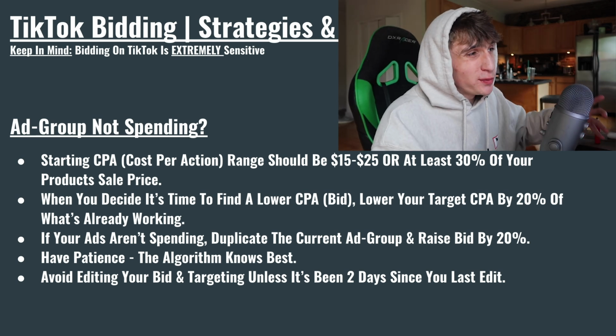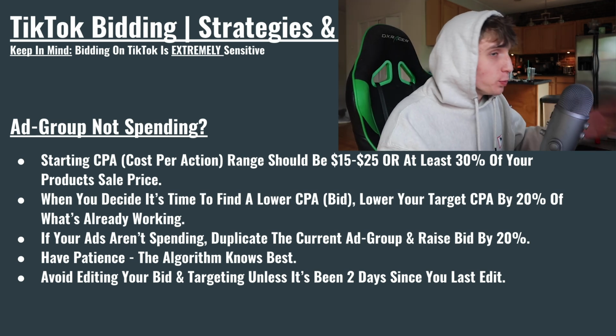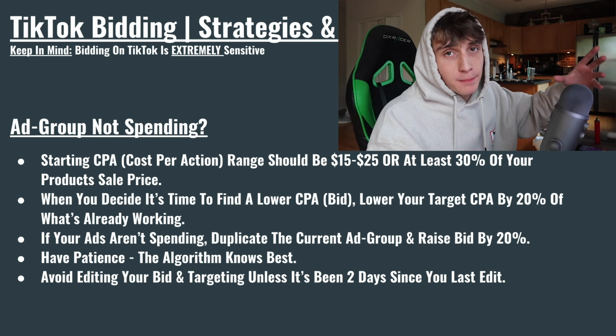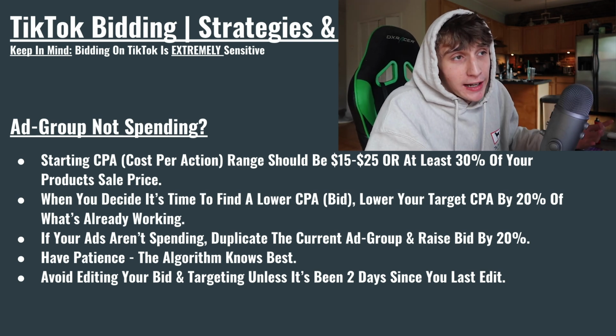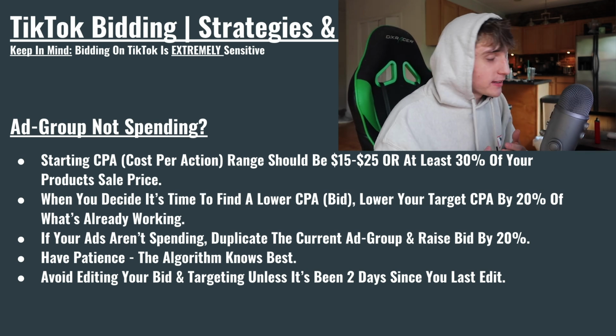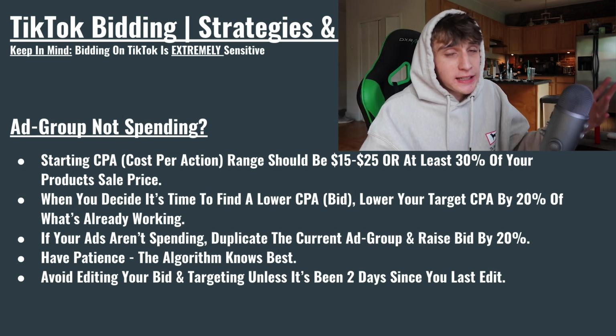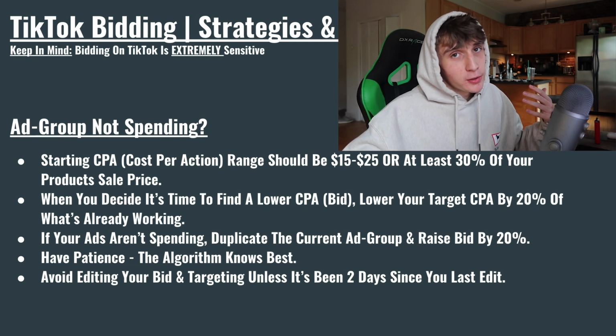And when you decide to find a lower cost per action, or bid, the way that I do this is I duplicate my ad group and lower my bid by around 20% and see if that new ad group with a lower bid is going to work out. If the bid that I'm currently working with is not spending, then I'll do the same thing just in reverse. I'll duplicate the ad set and raise the bid by around 20%. So if you think it's time to find a lower bid, duplicate your ad group and lower the bid by around 20%. If you're not finding any success with your current bid, duplicate the ad group again and raise the bid by 20%.